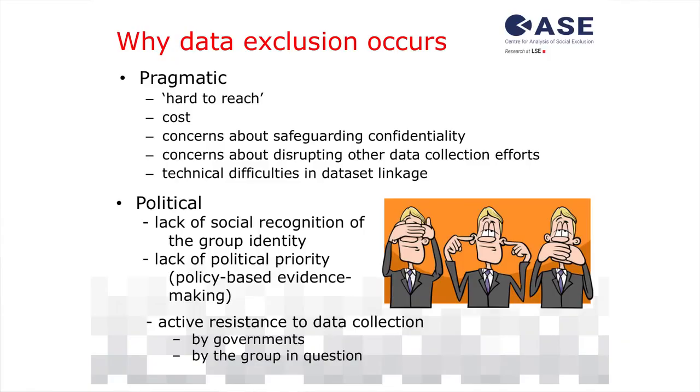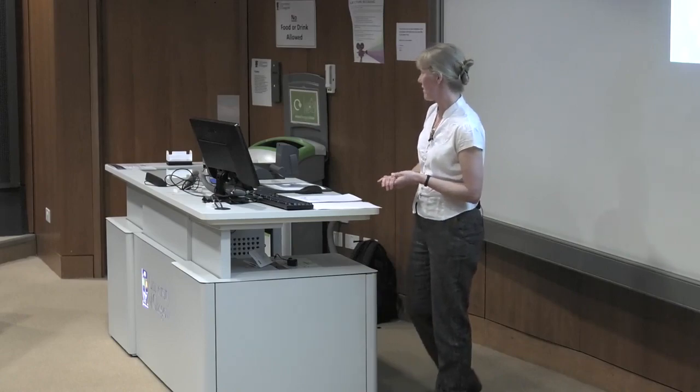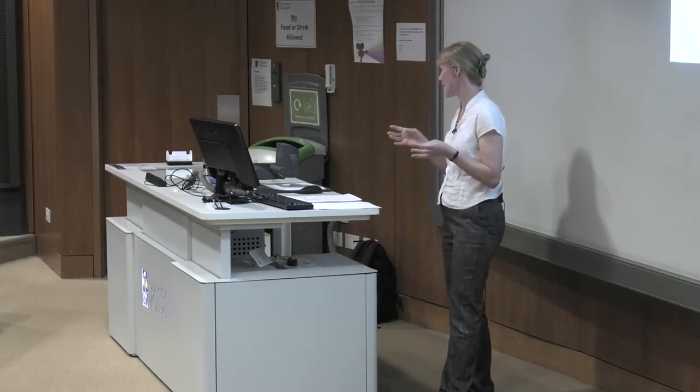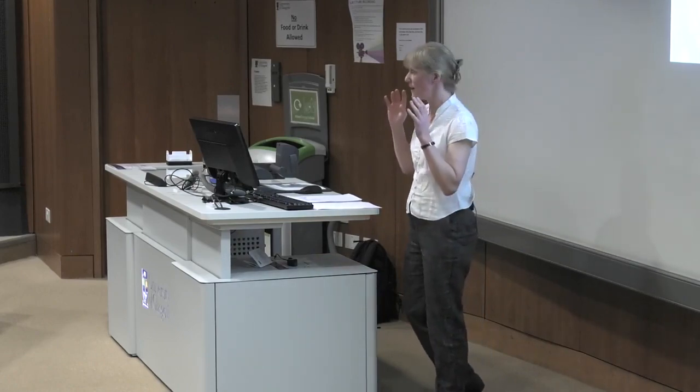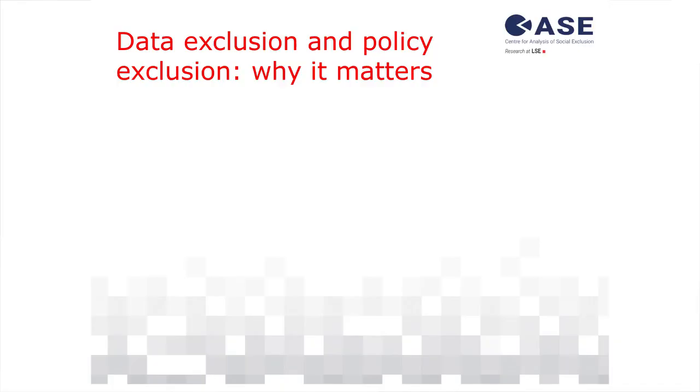Okay, so one might say, all right, there's all these reasons why there are these small groups who we miss from our standard data collection exercises and data analysis. But maybe that's just how it is, and we should get on with the main job of analysing the data that we've got, the household surveys, the main stream of the population. So why do I think this problem of data exclusion matters?